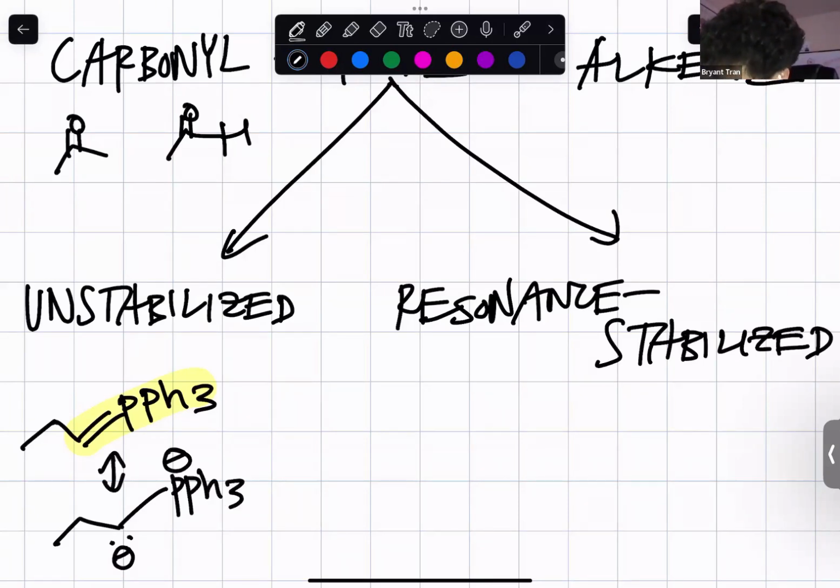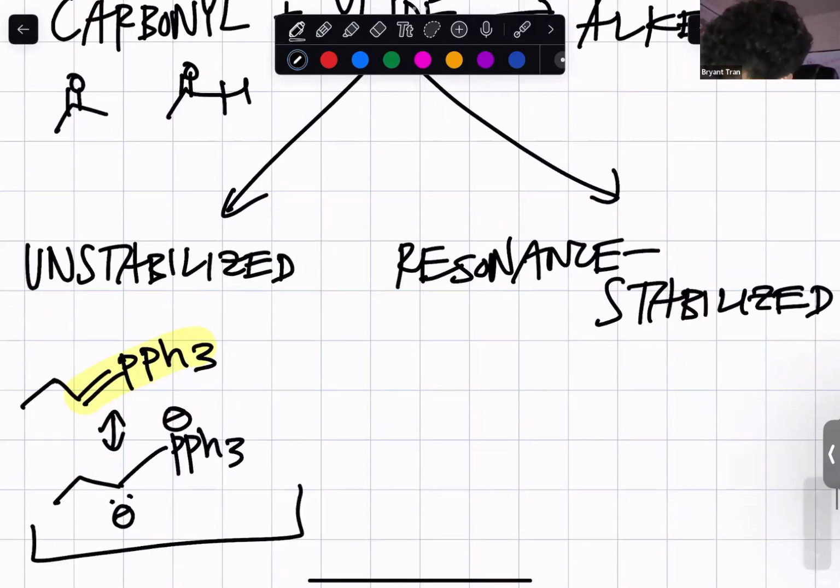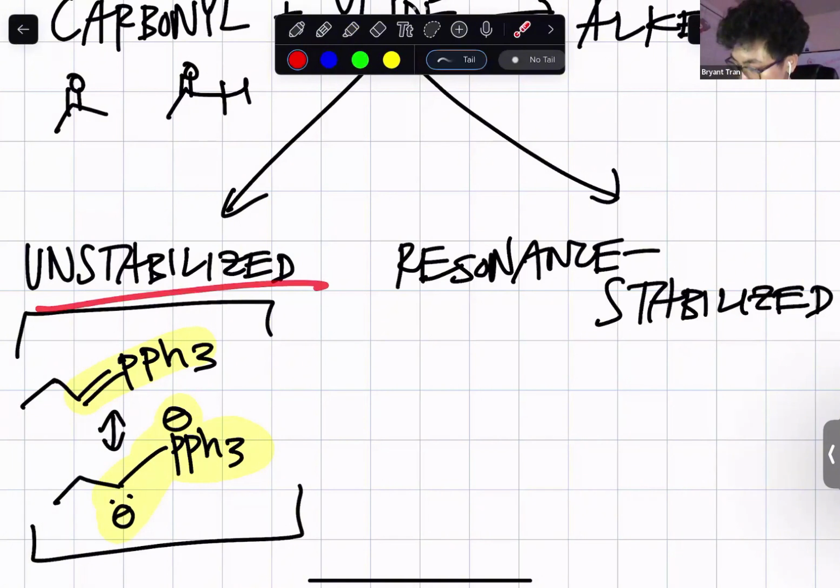Because these are just resonant structures of each other, right? This yellow highlighted portion right there is the ylid part. And this is unstabilized because this double bond here, or this pair of electrons here, cannot do resonance with anything at all, right? It can't do resonance because this is an sp3 roadblock.